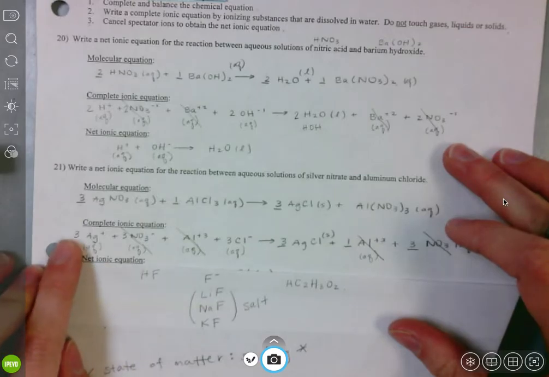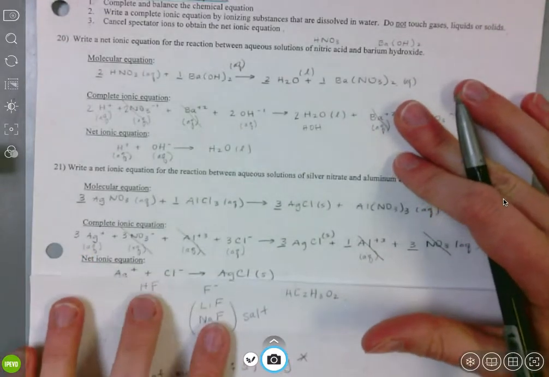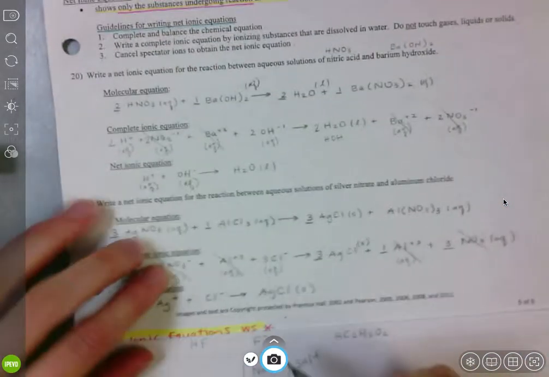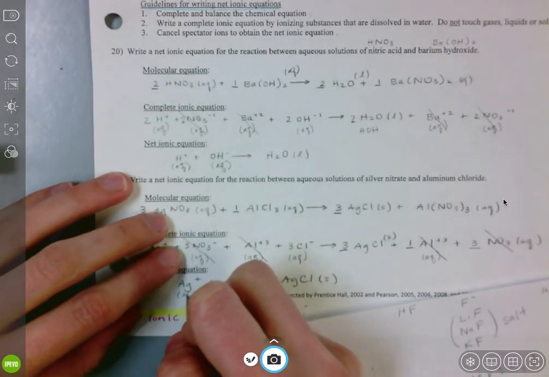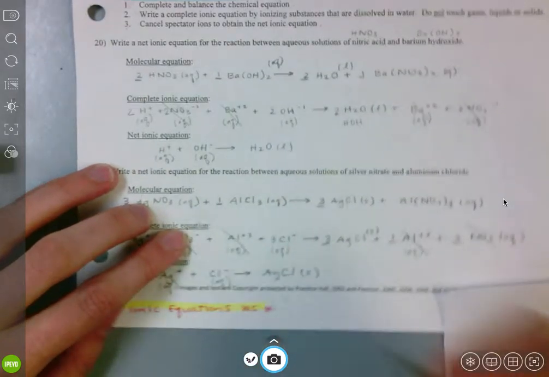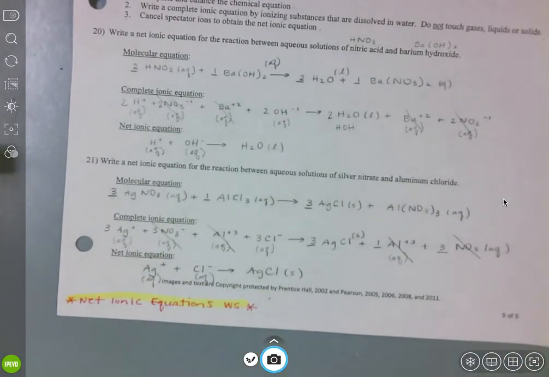We need to simplify our coefficient, so 3, 3, and 3 are going to simplify down to 1s. So here we have Ag plus aqueous ion. Chlorine minus 1 aqueous ion is going to make silver chloride solid. At this point, you can do the net ionic equations worksheet, and that is the last worksheet in chapter 15.